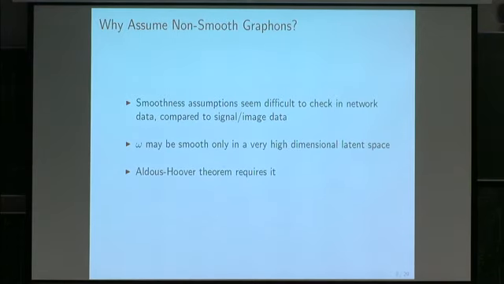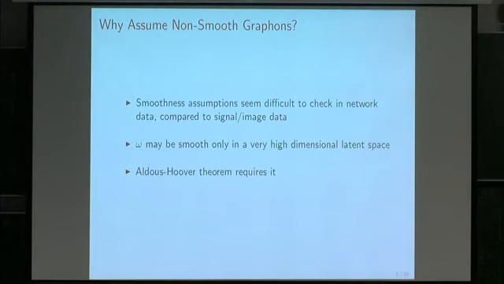As motivation, why assume non-smooth graphons? These are harder to work with, so let me give you three reasons. First of all, unlike image data or signal data where a lot of nonparametrics is commonly used, it's very hard to justify the smoothness assumption. You can't look at the data and say, I do believe it looks like a smooth signal plus noise. Networks are fundamentally different from those other settings in that respect.